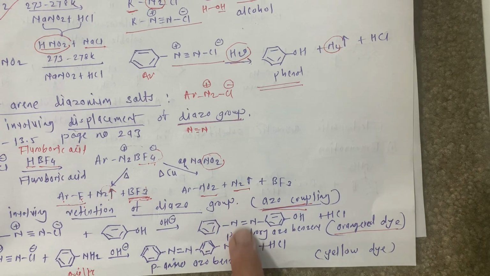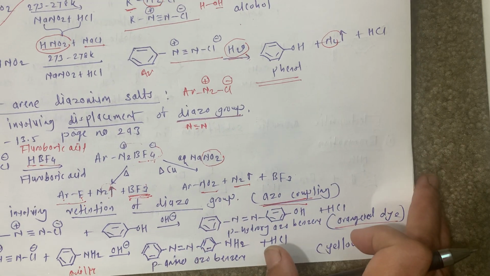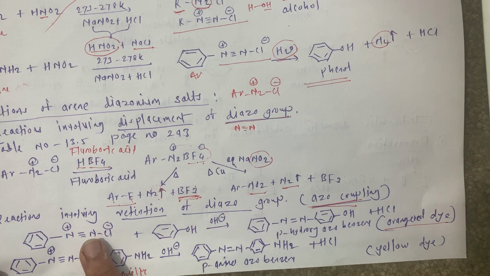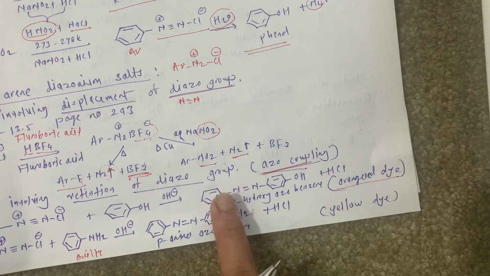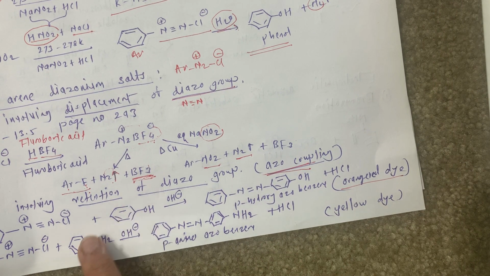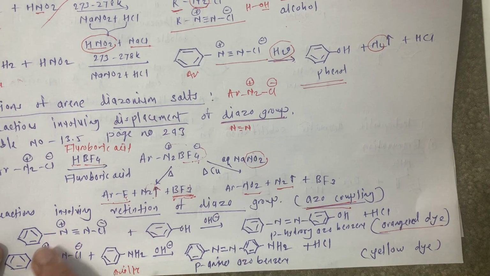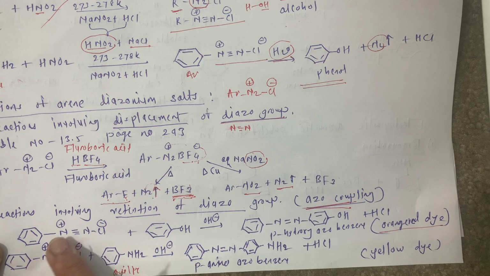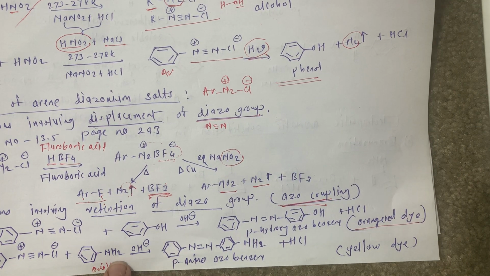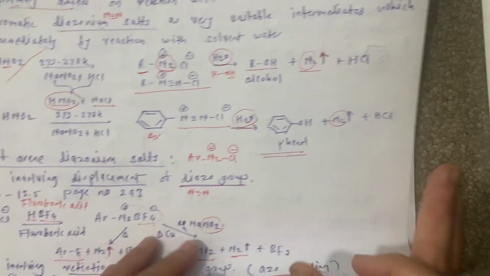You have to remember, this is very important for your MCQ type questions or your national level entrance exams. Okay, how to get orange red dye and how to get yellow dye. These reagents are different. This reagent is common. This benzene diazonium salt is the common one. This reagent is here phenol, while this reagent is here aniline.